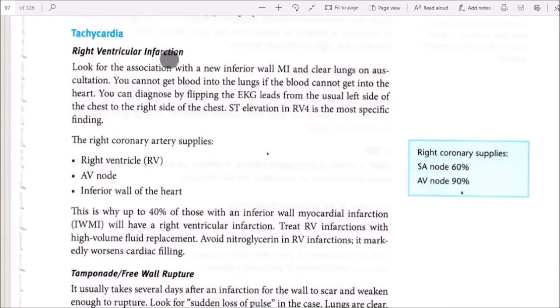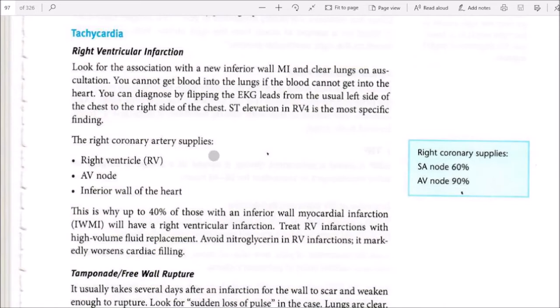Tachycardia, right ventricular infarction: look for the association with a new inferior wall MI and clear lungs on auscultation. You cannot get blood into the lung if the blood cannot get into the heart. You can diagnose by flipping the EKG leads from the usual left side of the chest to the right side of the chest. ST elevation in V4R is the most specific finding.